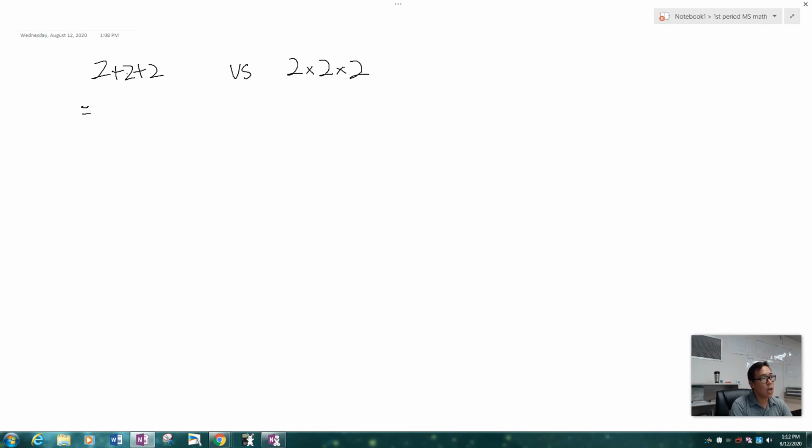If 2 is added 3 times, we write that 2 times 3. Whereas if 2 is multiplied 3 times, we are going to write 2 cubed. So when you have an exponent, that means it is multiplied. When you have a multiplication, that means it is being added.